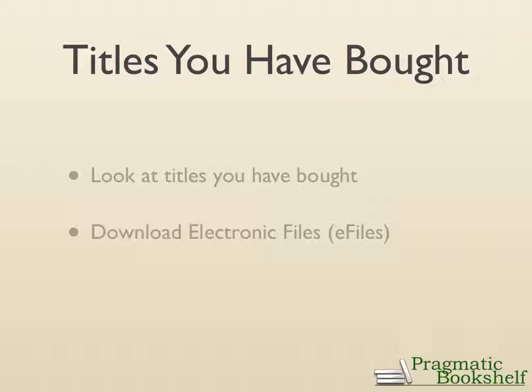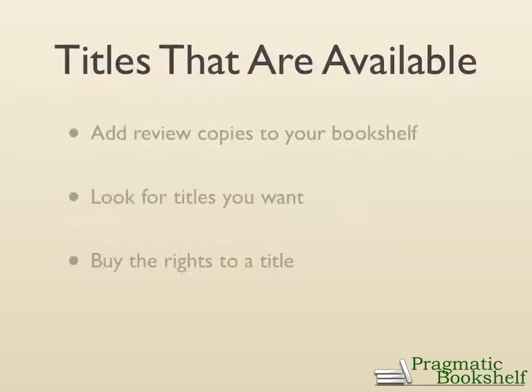So let's quickly summarize that. On your account page, you can look at the titles that you've bought and download the e-files for those titles. You can also look at the titles that are available. If you're interested in a title, you can add a review copy to your bookshelf. And if that title is currently available for sale, you can buy the rights to that title immediately.